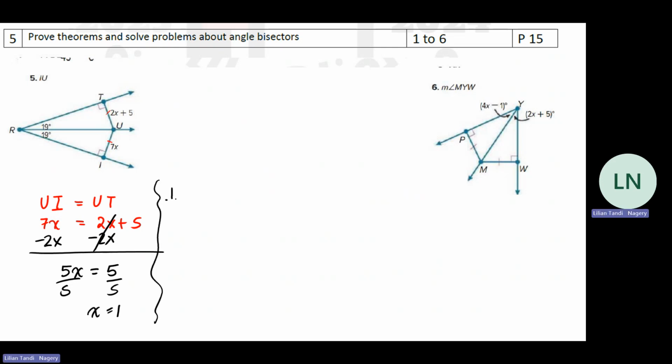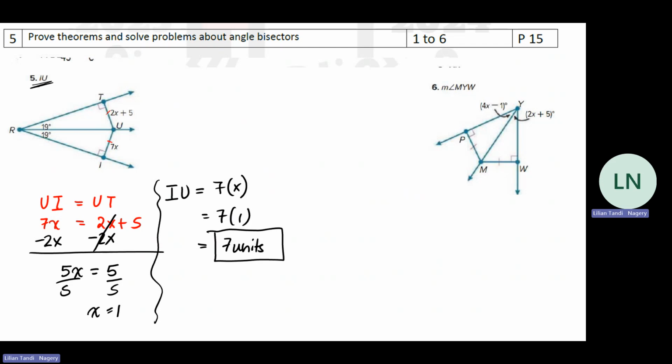Okay, now I find IU. The question told me find IU. IU here, I know 7 and I know my x. So 7 times 1, and it's 7. And because it is length, I will write 7 units. And the question did not give me centimeter or meter, so that's why I will write units.